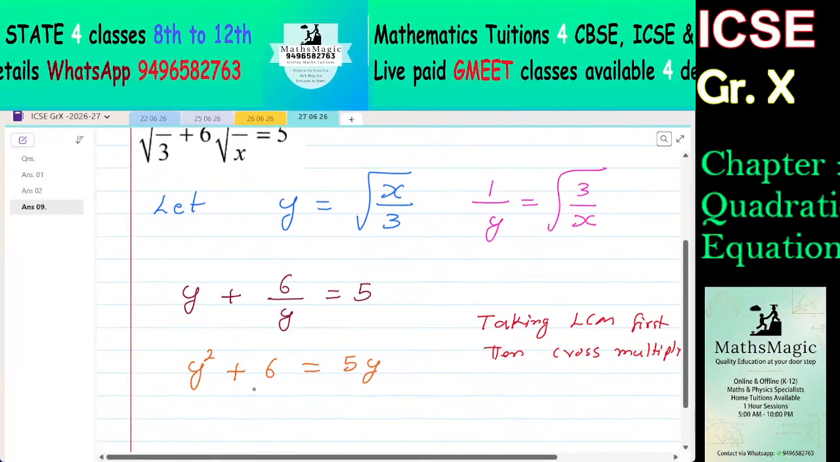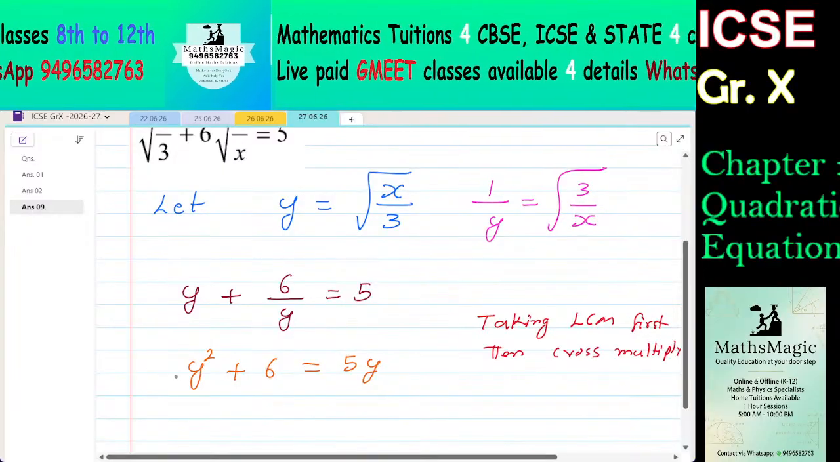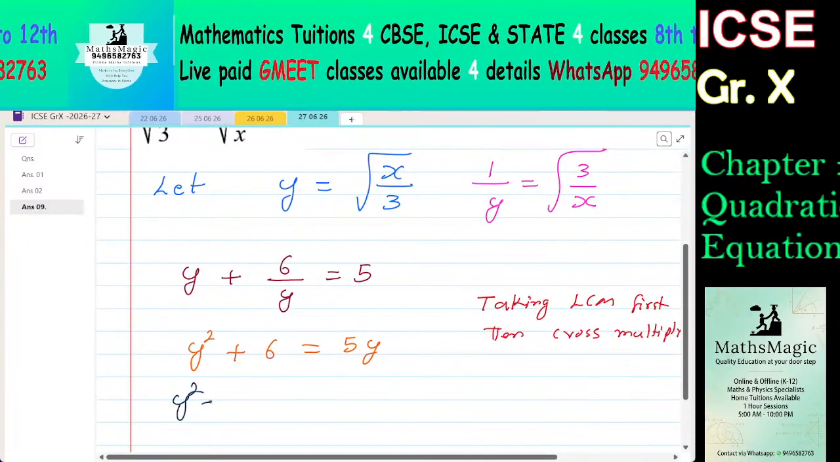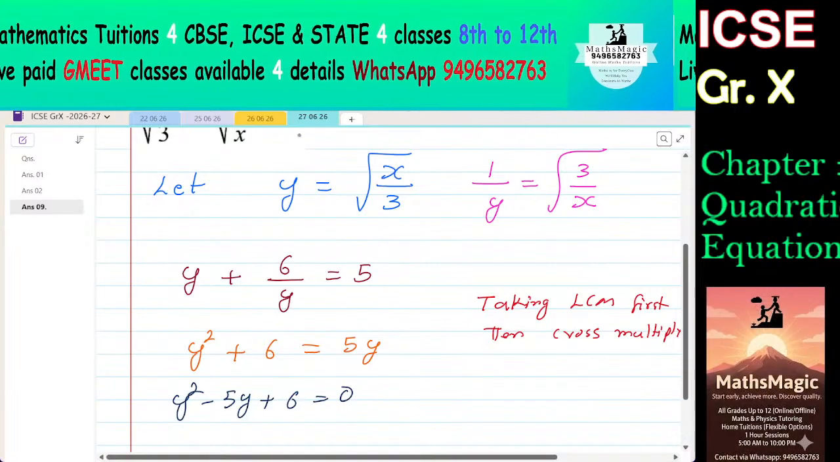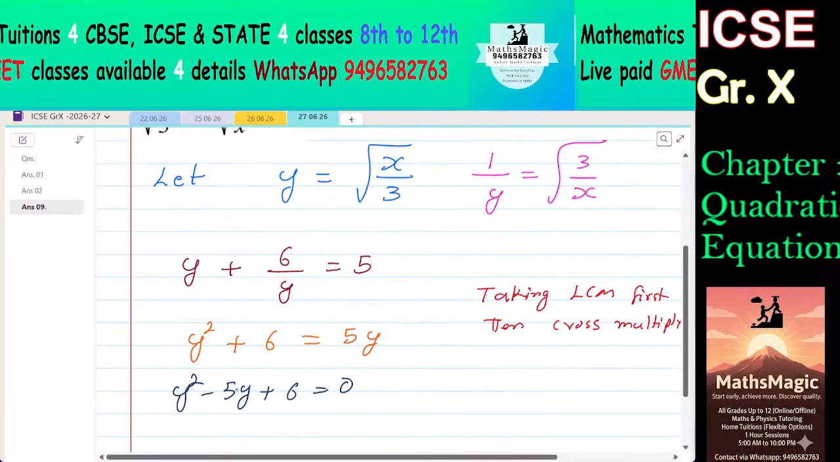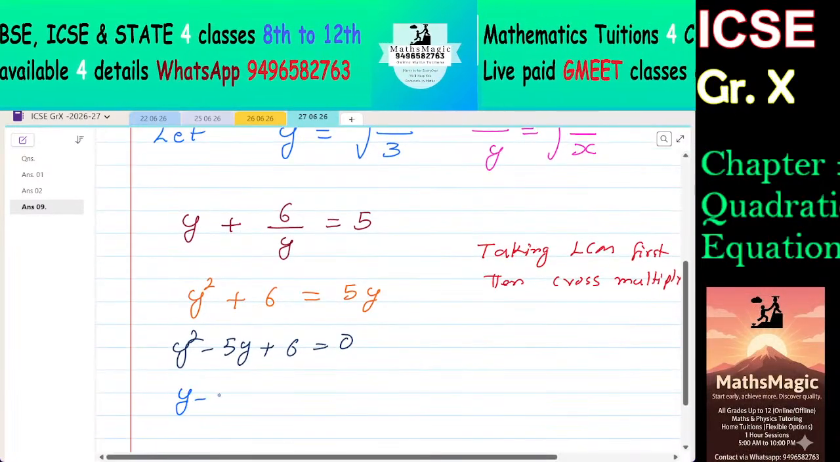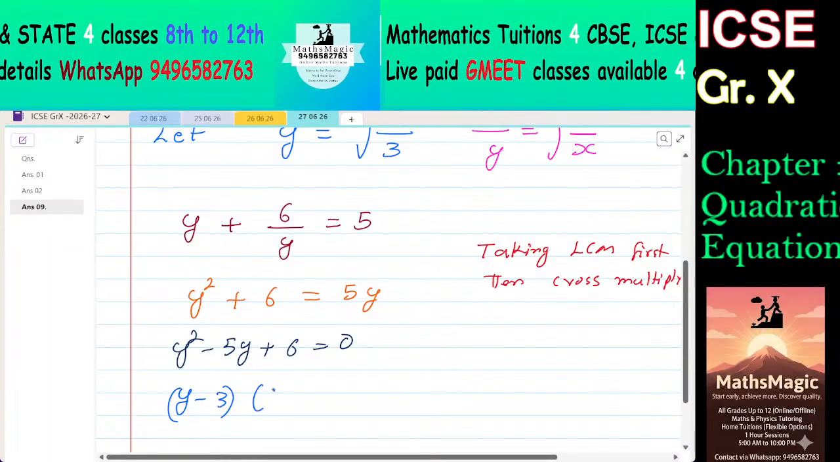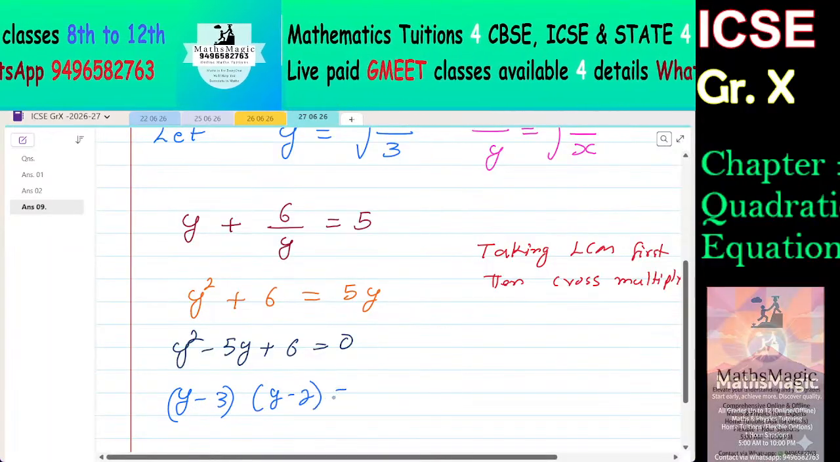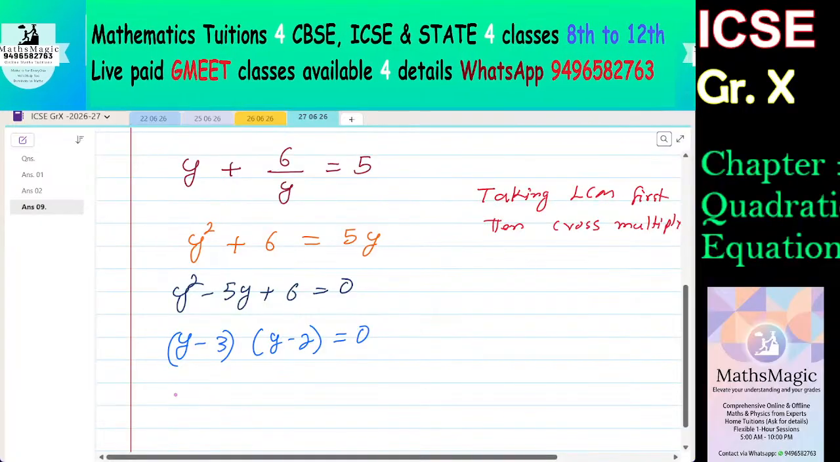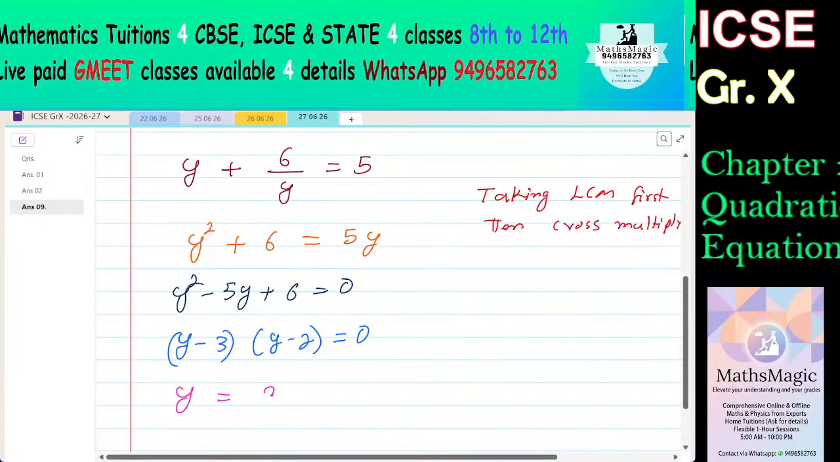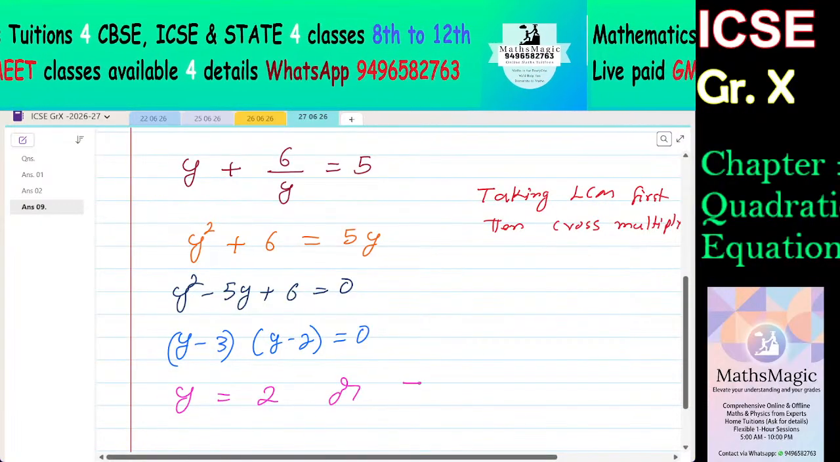Now rearranging to get a quadratic equation, you will get y squared minus 5y plus 6 equals 0, which gives you (y minus 3) times (y minus 2) equals 0, and we will have y as 2 or 3.